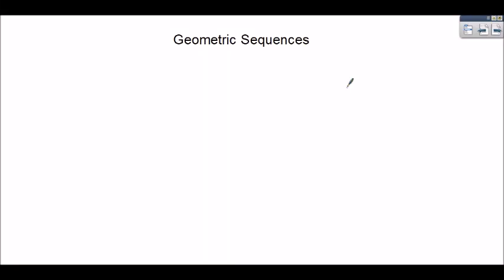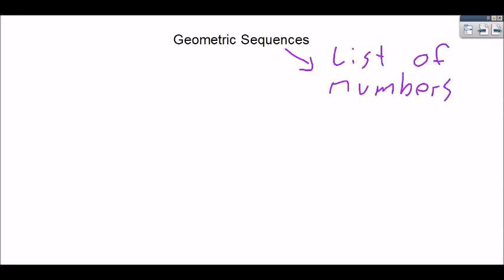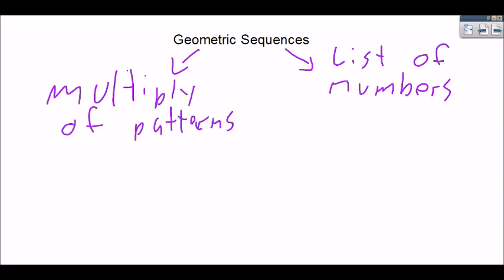This is Mr. Gardner, and this is Math Time with Mr. G. We're going to do some vocab with geometric sequences. So a reminder, sequence means a list of numbers, and geometric means multiply. And if you remember, arithmetic sequences was adding and subtracting of patterns. Geometric is only multiplication. We never do division.